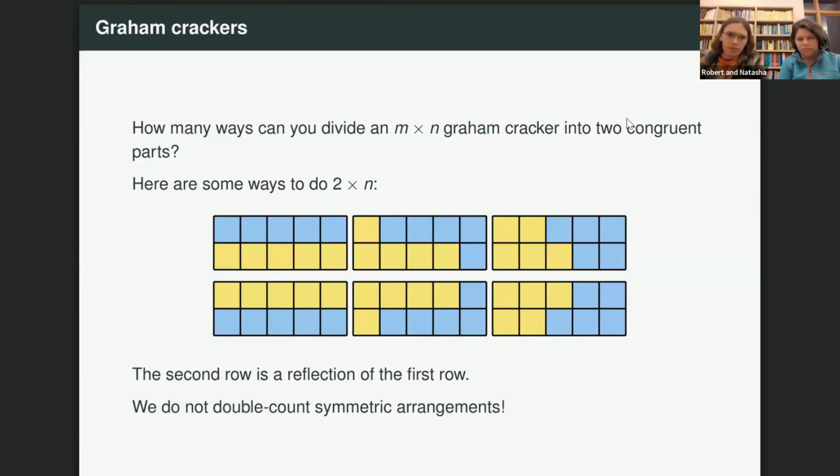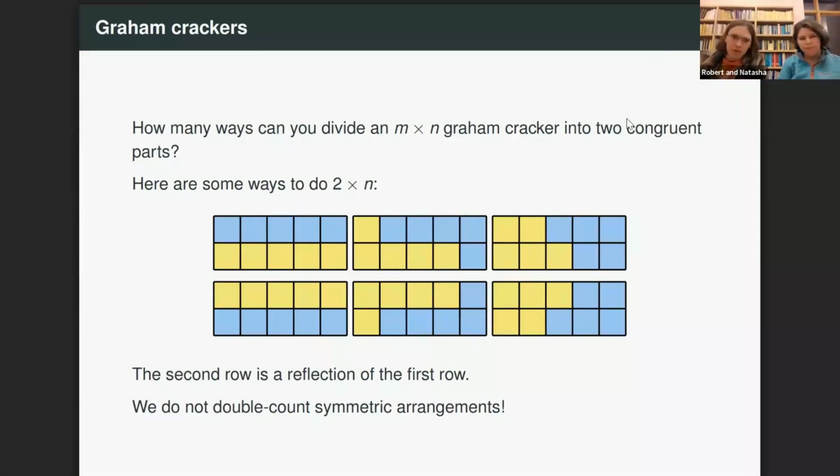And here are some ways you could break up a 2 by n grid into two congruent pieces. So you could break it just perfectly in half, the top row and the bottom row. You could do some kind of L shape. These are all valid ways to do it. And the obvious question is, how many ways can you do it if I specify the shape? I give you an m by n rectangle. How many ways can you break it up?